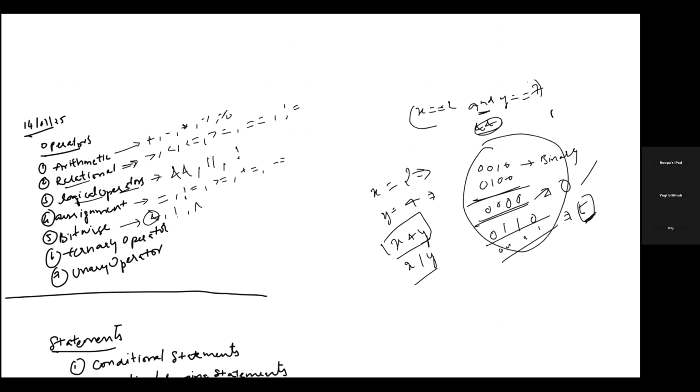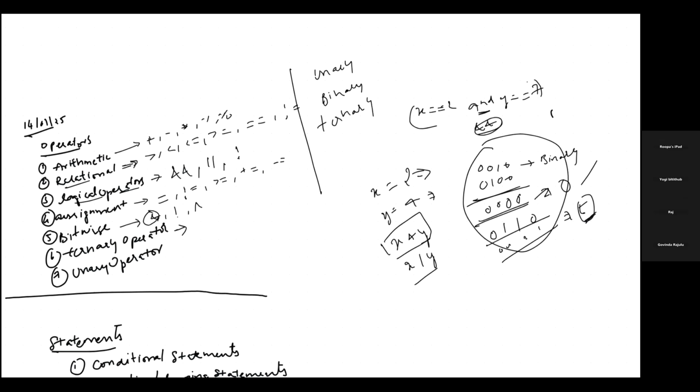And the sixth operator is the ternary operator. Basically, operators you can classify into 3 types: unary, binary, and ternary. Unary operator is one.